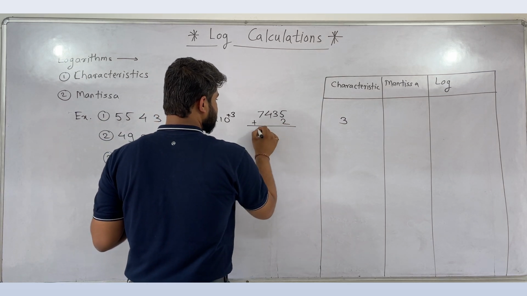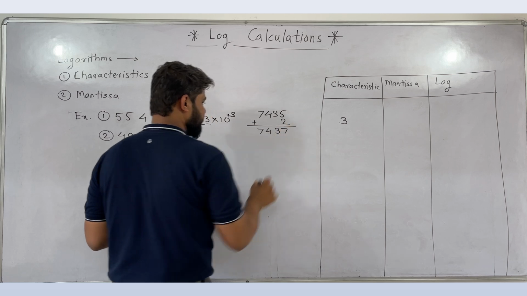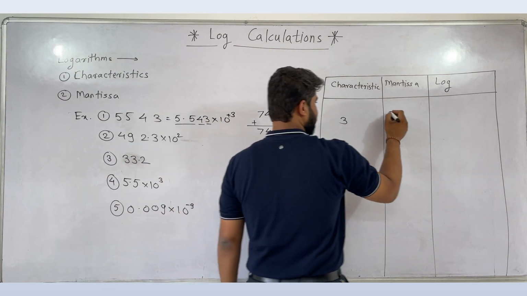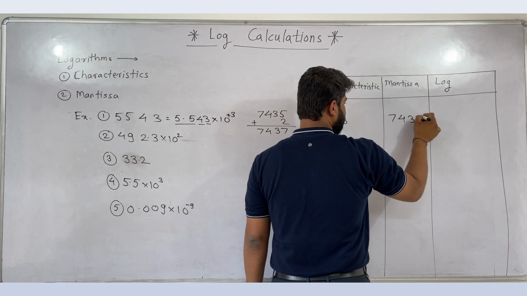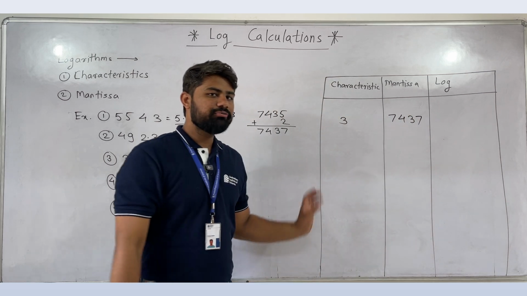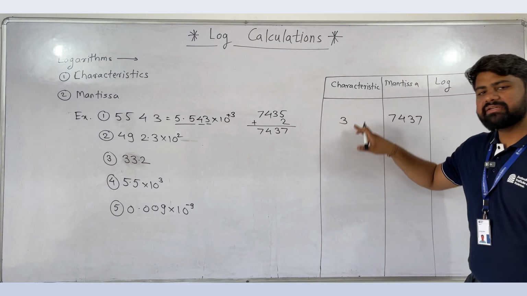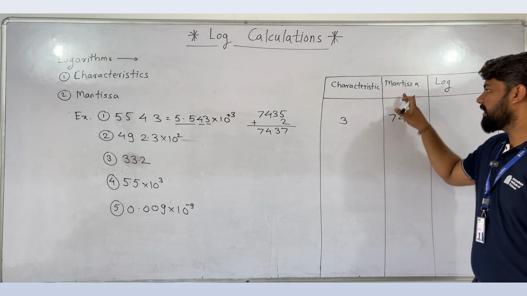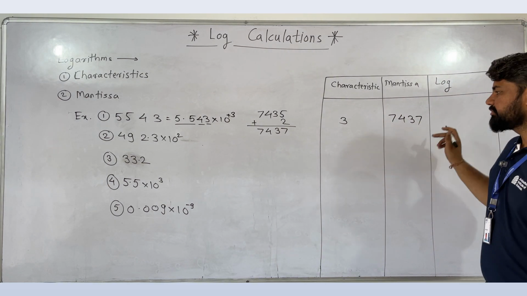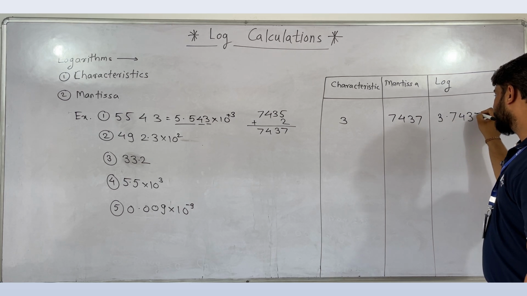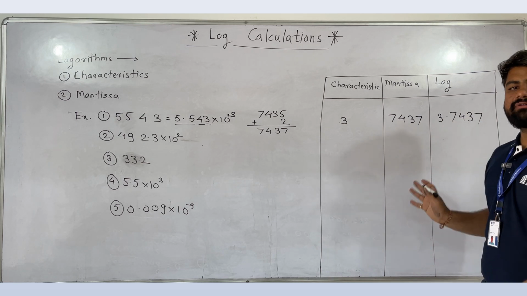Now if we add this 2, we get 7437, which is the mantissa. And how do we write a log with the help of this? So we saw that characteristic was the integer part while mantissa was the decimal part. So we'll write this as 3.7437, and that's how we write a log.